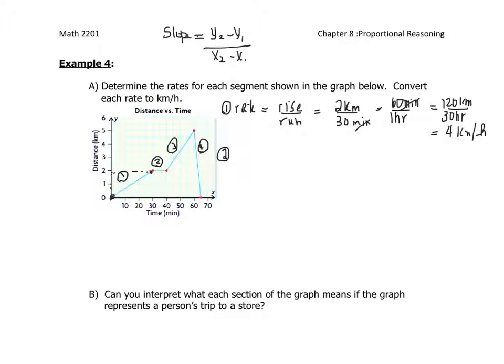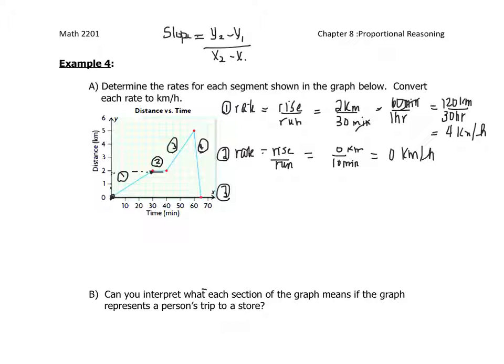And the second one, the rate would be your rise over your run, which in this case would be no rise over a run of 10 minutes, because you're going from here to here, which is just a 10-minute run. And this would be kilometers per minute, which is going to be the same. If it's 0, it's 0. So that would be 0 kilometers per hour as well.